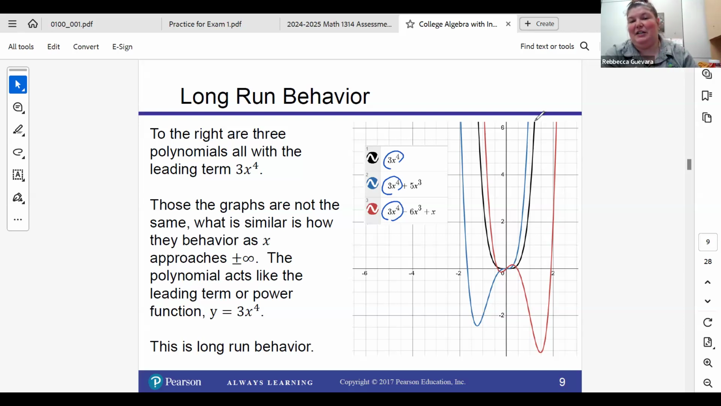It generally has that same kind of shape. It's going up like this at the ends. That's what we're talking about with long run behavior. The red one, I put two more terms on here, but we're seeing that even though it bounces up and down, when you're looking in the long run, all these are doing the exact same thing. Though the graphs are not the same, what is similar about them is that as x approaches infinity, the polynomials start acting like your leading term.